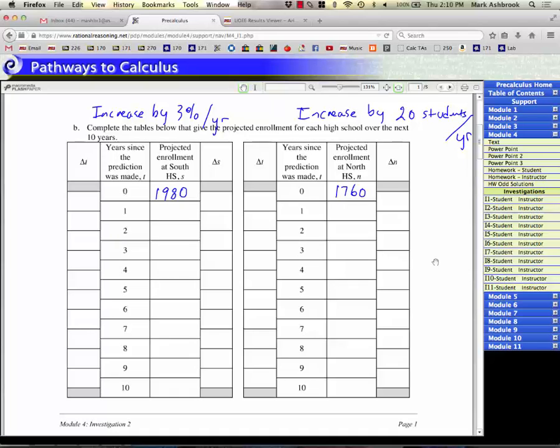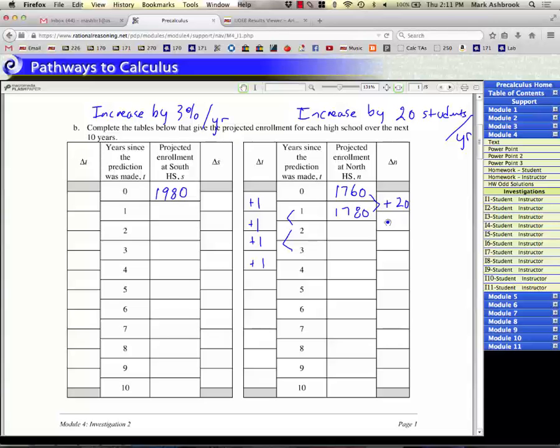Okay, how do we do? So let's start with north. What is delta t over here from 0 to 1 year? What's delta t? 1. What's delta t here? 1. So this is the idea of the next input, by just going up by 1 each time, giving the next output, okay? What is delta n from year 0 to 1? Plus 20. Not minus. So then, therefore, what is the new enrollment after 1 year?